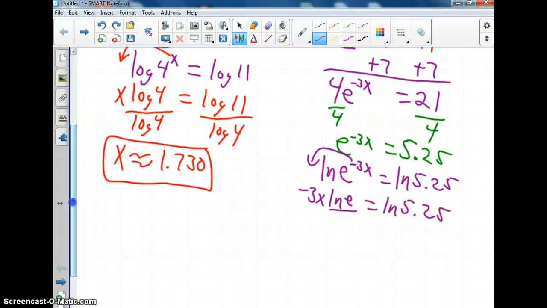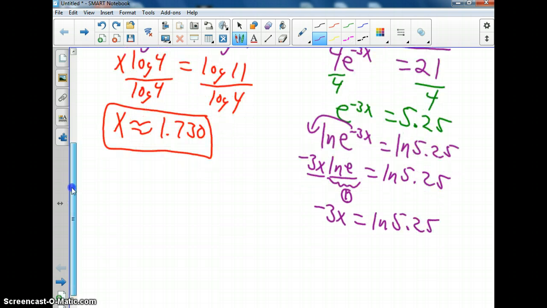Okay, so you guys are getting 1, right? So look at this. Does this make sense to you? If this equals 1, then what's 1 times negative 3x? So you understand, it just kind of drops off and melts away, right? And you're left with negative 3x equals natural log of 5.25. Okay, now what are you going to do? Divide by negative 3. So now you're going to divide by negative 3, right?